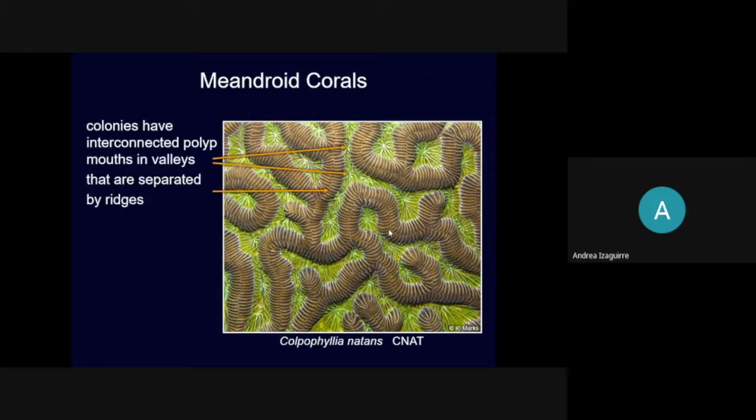Another thing is that for the most part, these corals will have quite a different color scheme between the walls and the little valleys where the mouths are. So if you see in this picture, you'll see that bright lime green where the mouths are, and then you'll see this brown along the walls. So that's another thing that is very distinct in this coral.